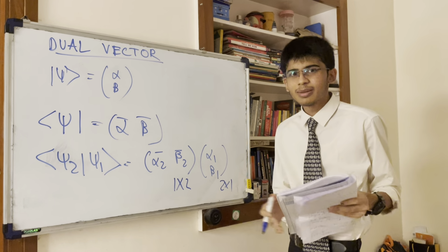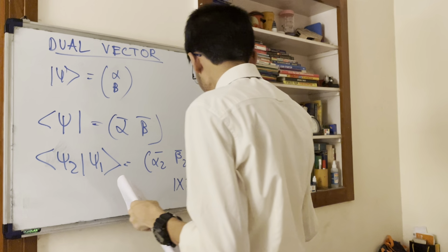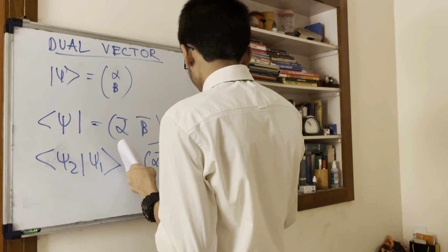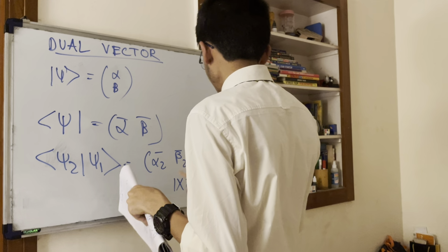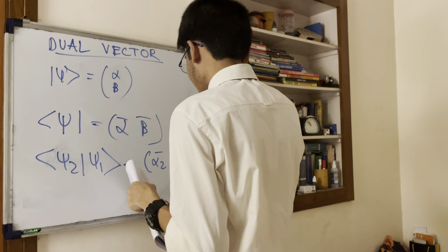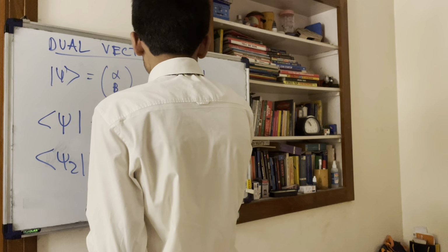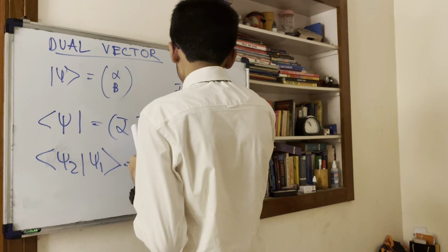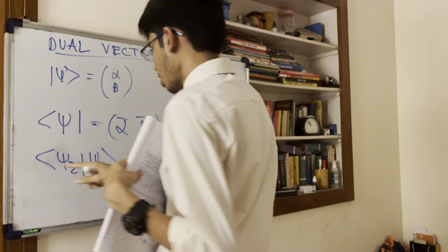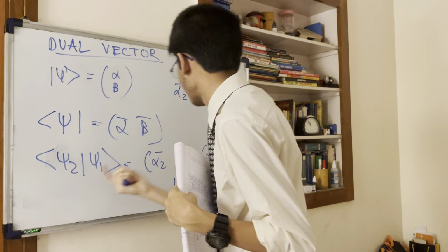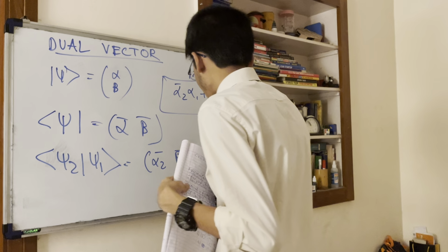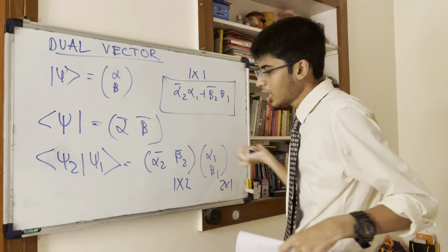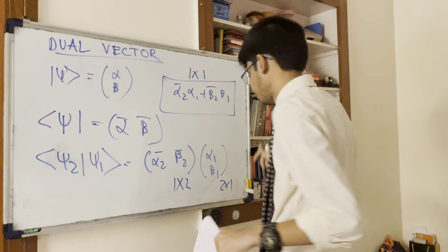Whenever we multiply matrices, the end result has to be 1 cross 1 if you multiply these two. So when we multiply them, we get alpha 2 conjugate times alpha 1 plus beta 2 conjugate times beta 1. So when you take the inner product of psi 2 with psi 1, this is what you get. It is 1 by 2 times 2 by 1, so when you multiply the matrices, it becomes 1 by 1.